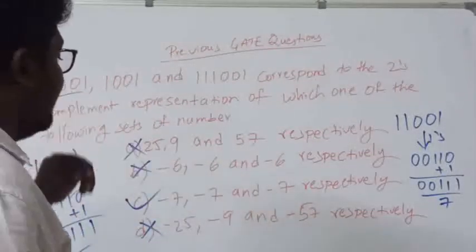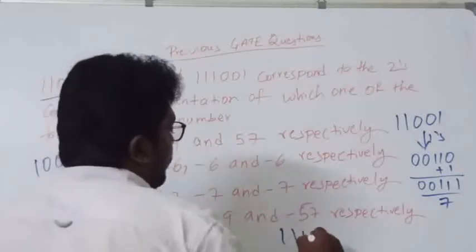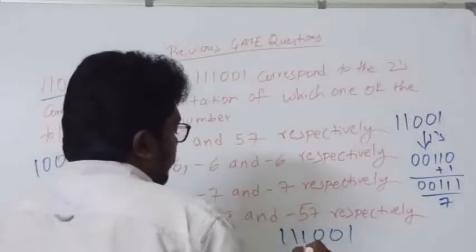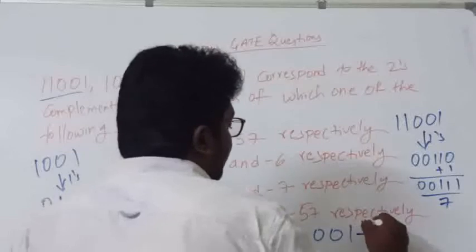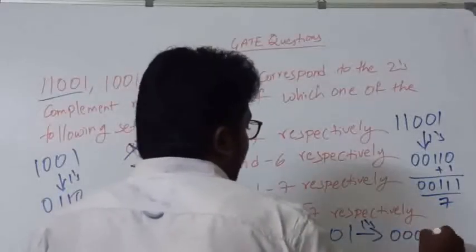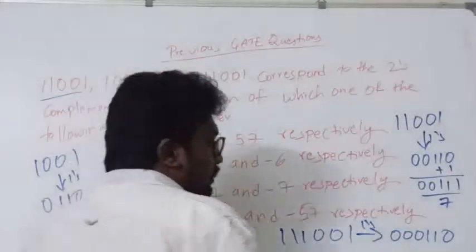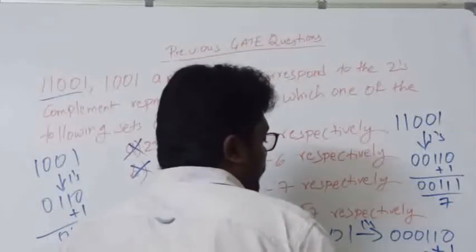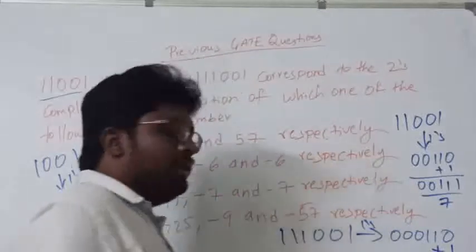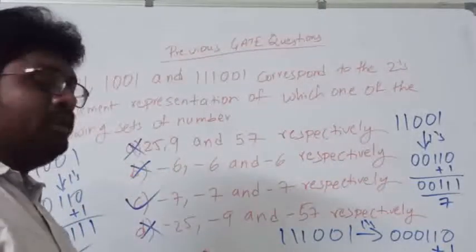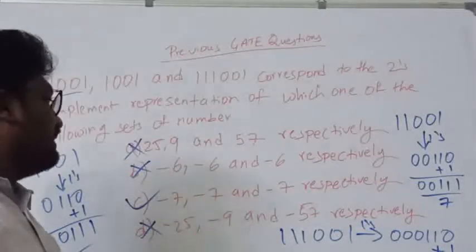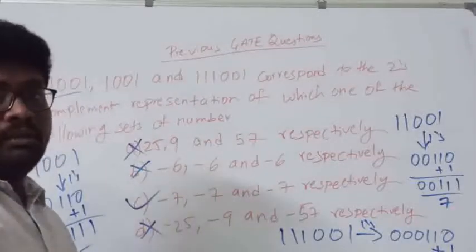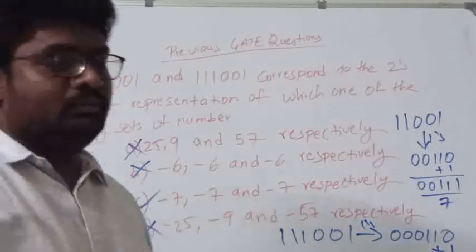And finally, let us see for 111001. The ones complement for this one is 00011. So in order to get the 2's complement, add 1 to the LSB, and we get 111000. So it is proved that all the options are -7, -7 and -7.